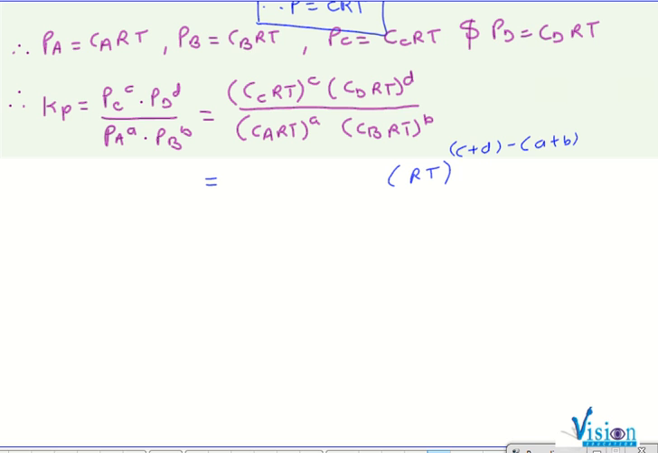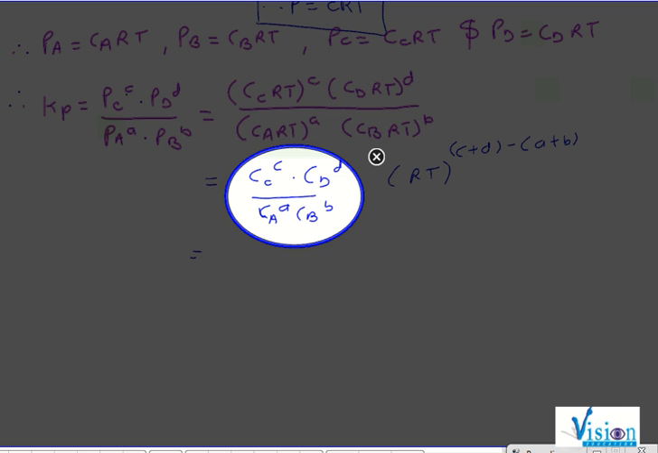Correct or not? Are you getting this? Okay. And here CC raised to c, CD raised to d, CA raised to a, and CB raised to b. Isn't it true? Are you able to get this? Okay. But भाई साहब ये वाला पार्ट कैसी है?